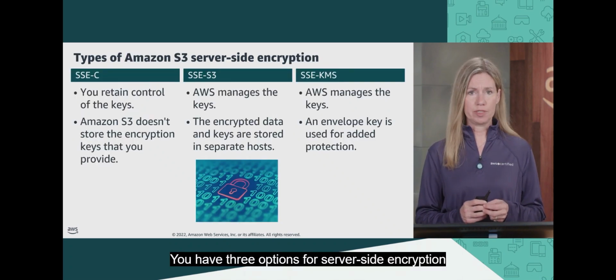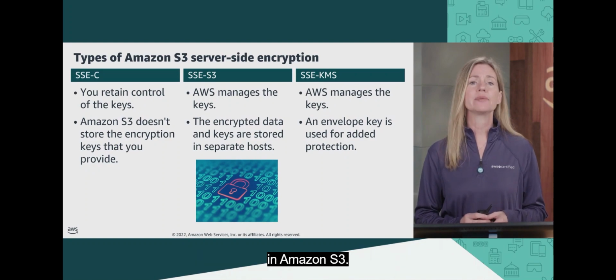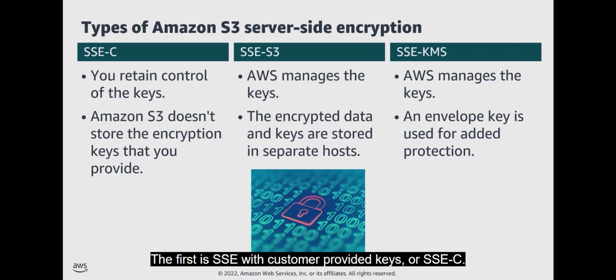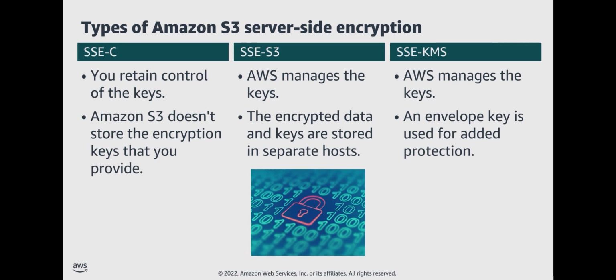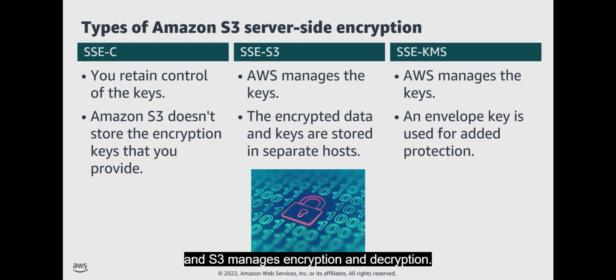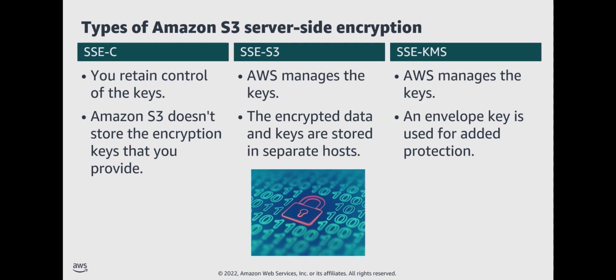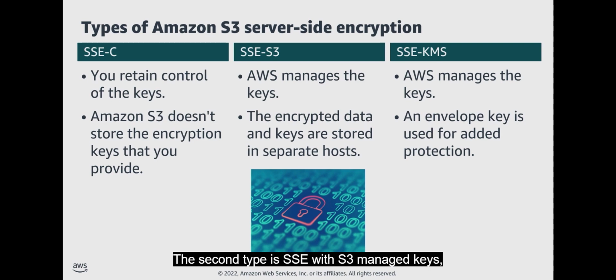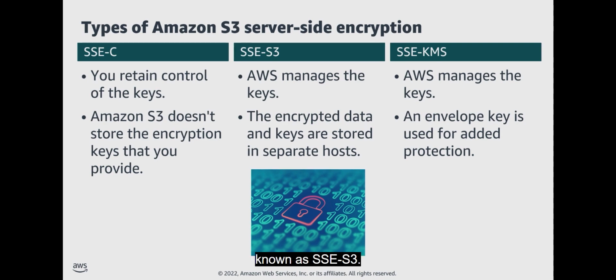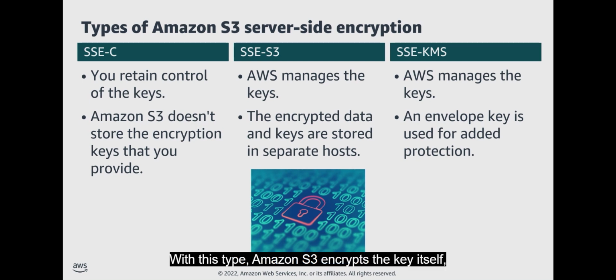You have three options for server-side encryption in Amazon S3. The first is SSE with customer-provided keys, or SSE-C. You manage the keys, and S3 manages encryption and decryption. The second type is SSE with S3 managed keys, known as SSE-S3. With this type, Amazon S3 encrypts the key itself with a key that the service regularly rotates.